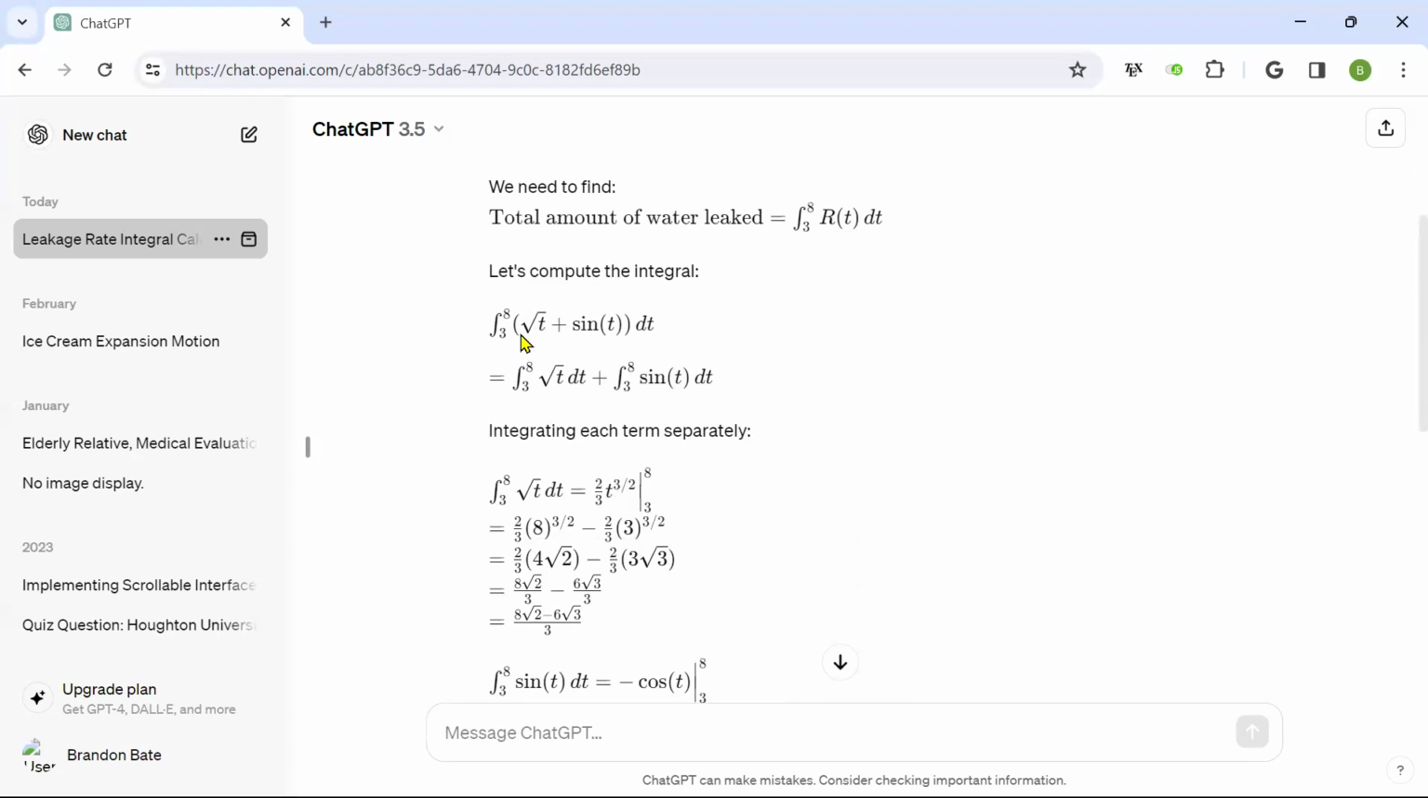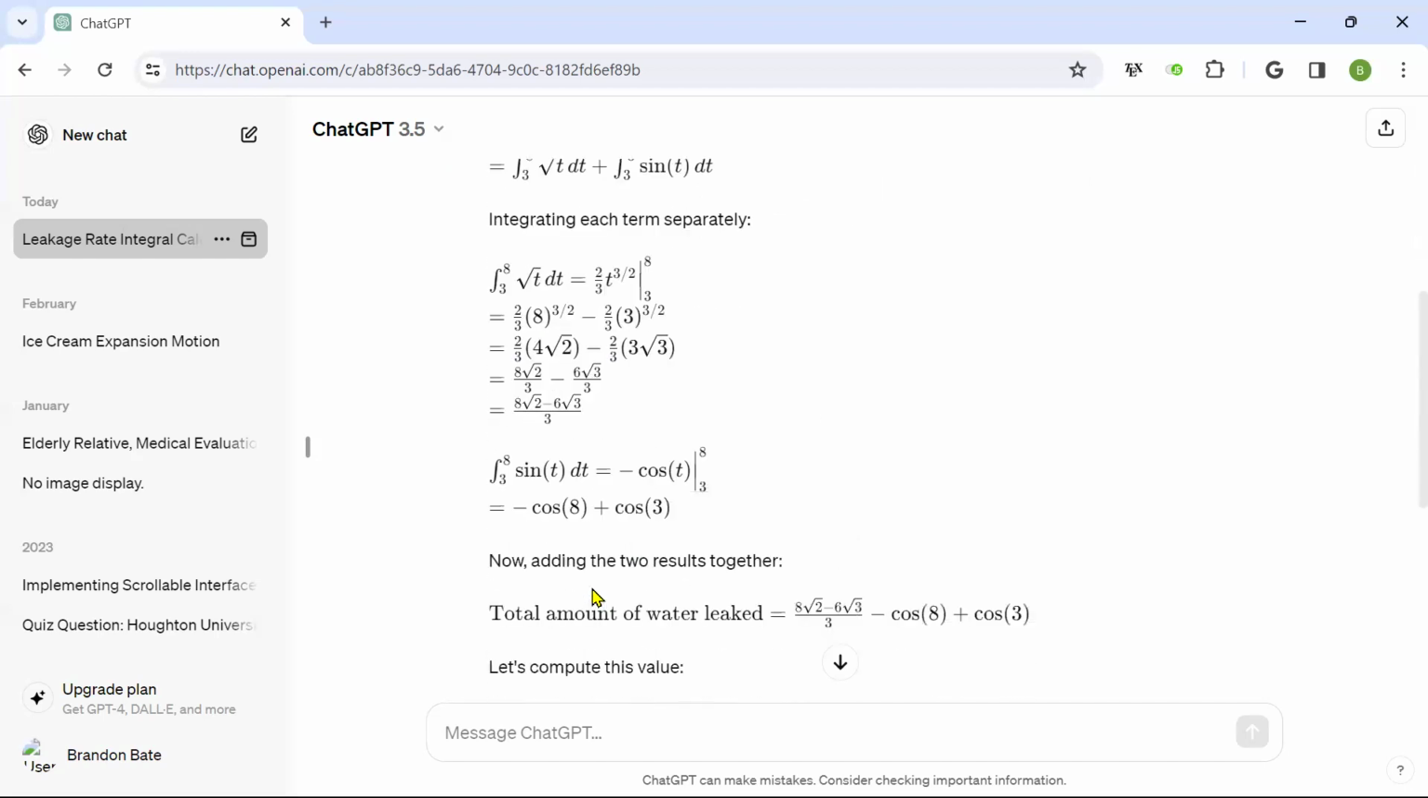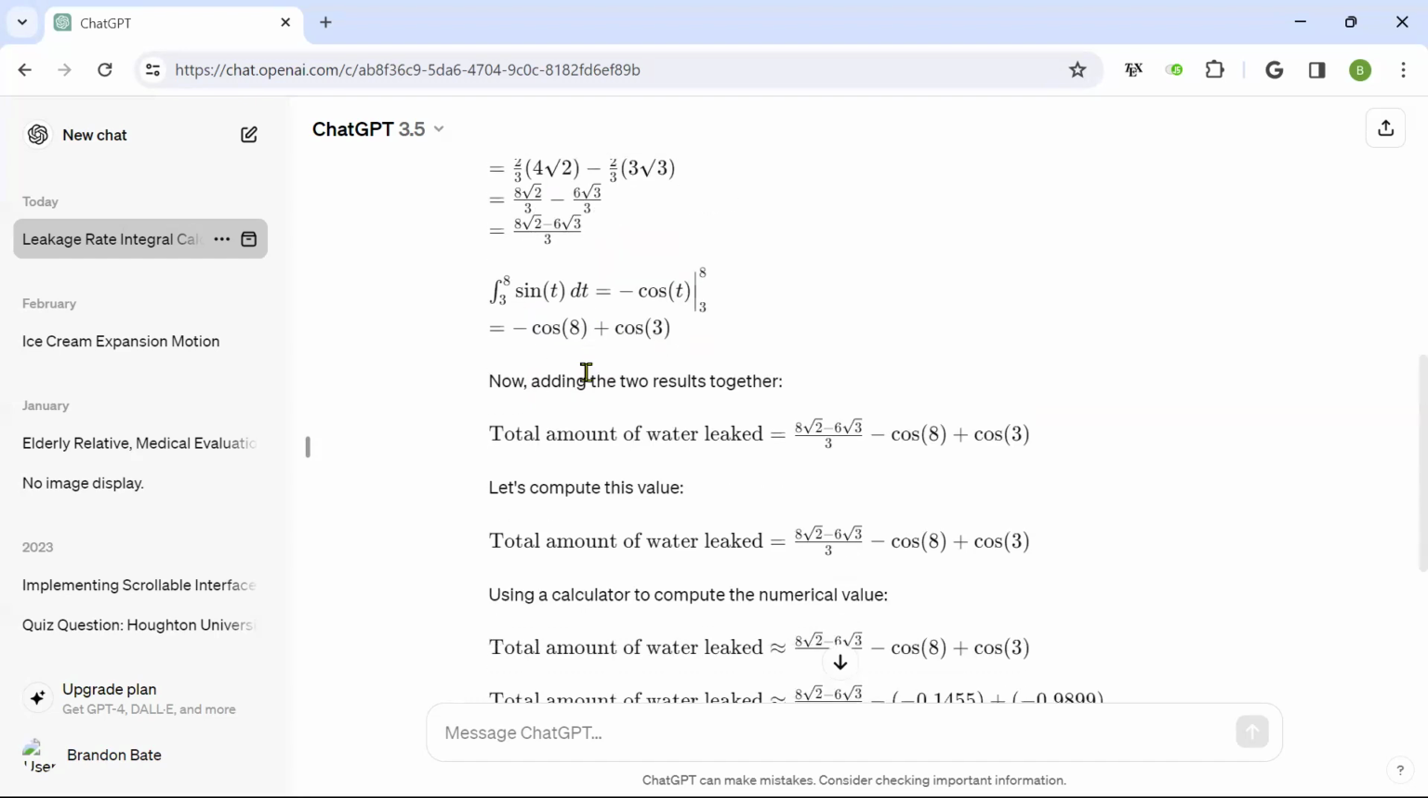That is correct. That's exactly what it should do. It even correctly takes the antiderivative. It plugs in at 8 and 3. That's correct. That's correct. It finds a common denominator. That's correct. And then it does it for the sine term. That's correct.